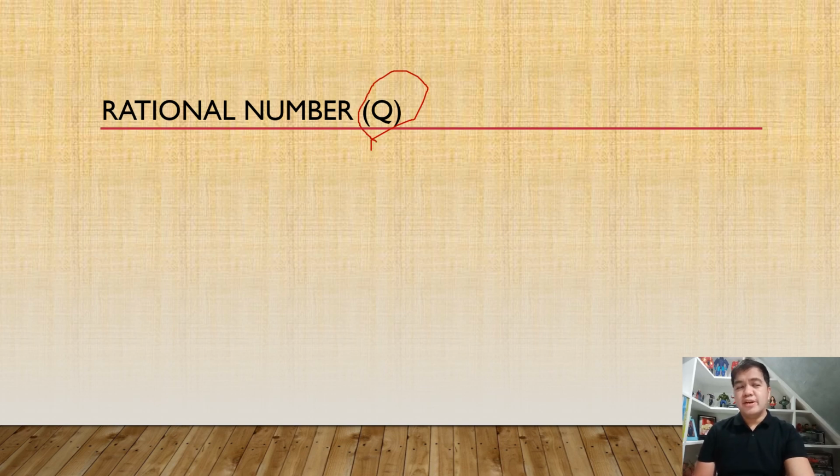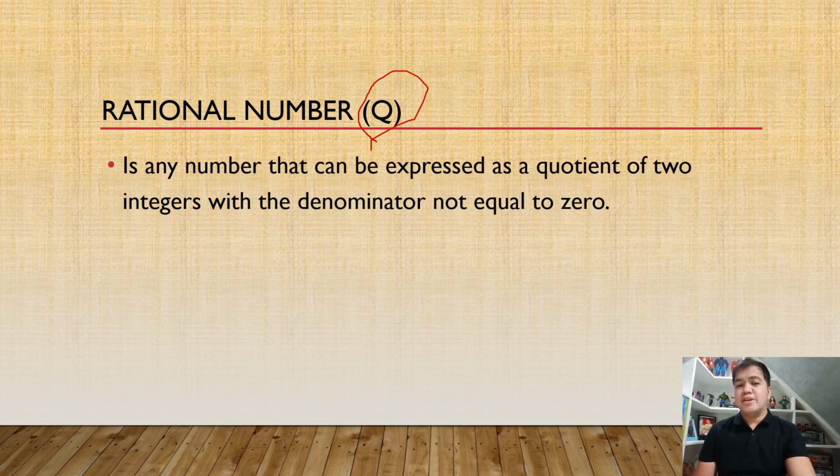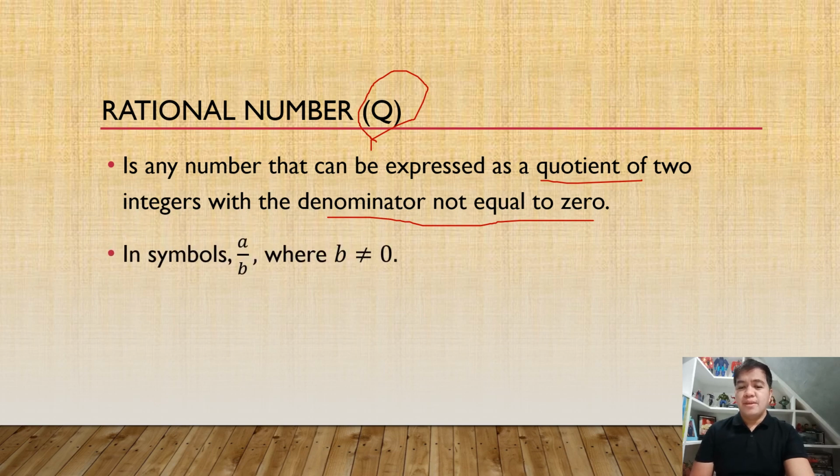Kasi pag sinabing rational, ano bang ibig sabihin? A rational number is any number that can be expressed as quotient of two integers with the denominator not equal to 0. So, bawal pong magkaroon ng denominator na equal to 0. Bawal na bawal yon. Okay. In symbols, if we have a over b, where b is not equal to 0. So, bawal daw maging 0 yung b. Tandaan nyo yun, ha? Mamaya gagamitin natin yun. The denominator should not be equal to 0.